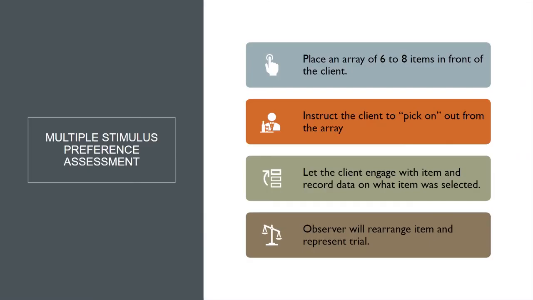Next, multiple stimulus preference assessments are when the observer will place an array of 6 to 8 items in front of the client. The observer will instruct the client to pick one out from the array. Let the client engage with the item and record data on what item was selected. The observer will rearrange the items and represent the trial.